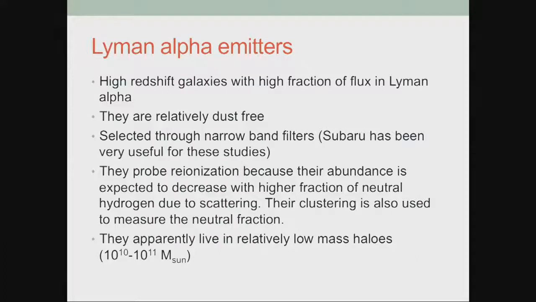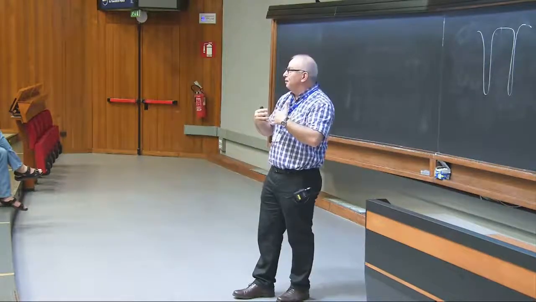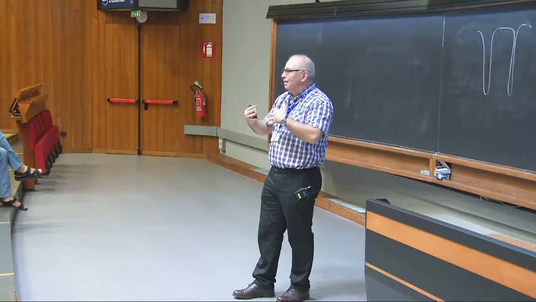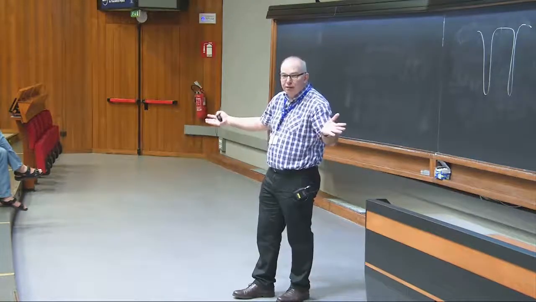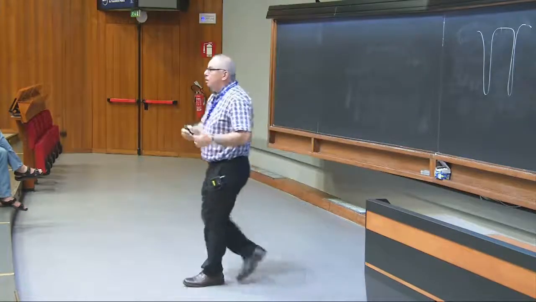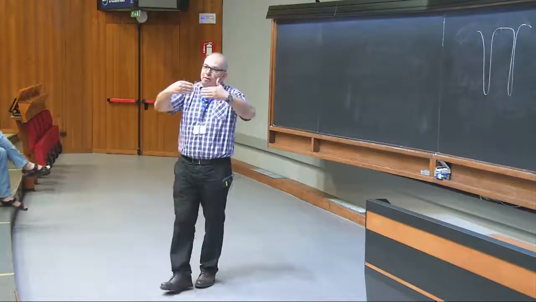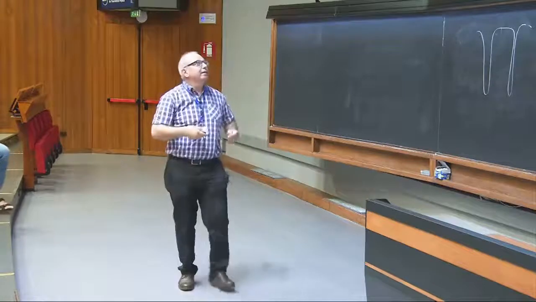So again, the argument for why they are useful for probing reionization: if you have emission in Lyman alpha at high redshift, as it progresses it redshifts towards smaller frequencies a little bit, and if you happen to have neutral hydrogen around it, the neutral hydrogen will absorb it, and you will not see it. So you can follow these objects at high redshifts, and you see when they disappear, and I'll come to that in a second.